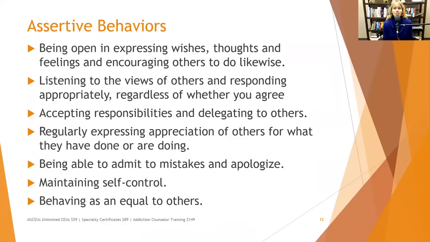Regularly expressing appreciation of others for what they have done or are doing. You don't really often think of this as assertive, but it's true, because we're kind of making ourselves vulnerable, and we're saying, you know what, I really appreciate you helping me with this, or you're doing a really good job with whatever. So it's important when being assertive, not just to only say things when there's something negative to say. Again, that's aggressive. And passive is not saying anything at all, good or bad. So assertive says, you're doing a great job, I appreciate your help.